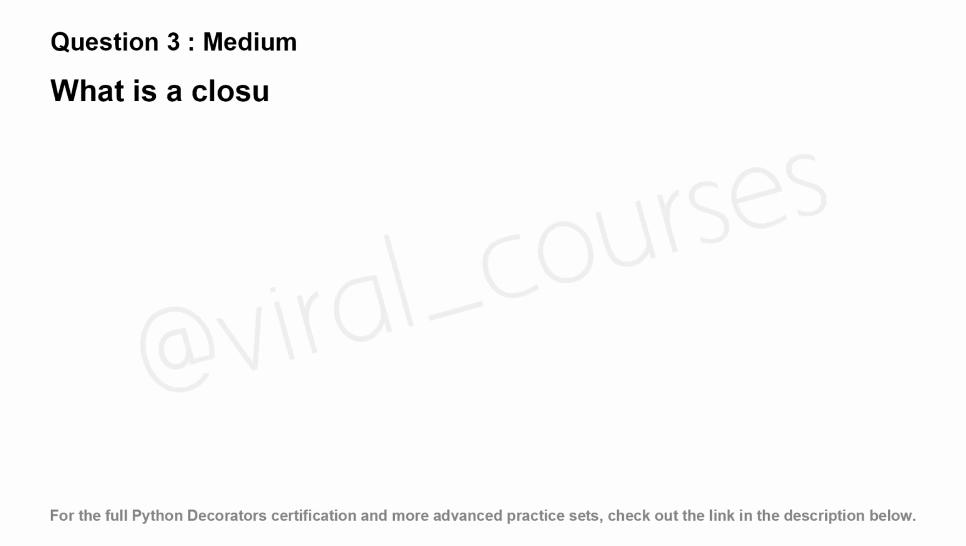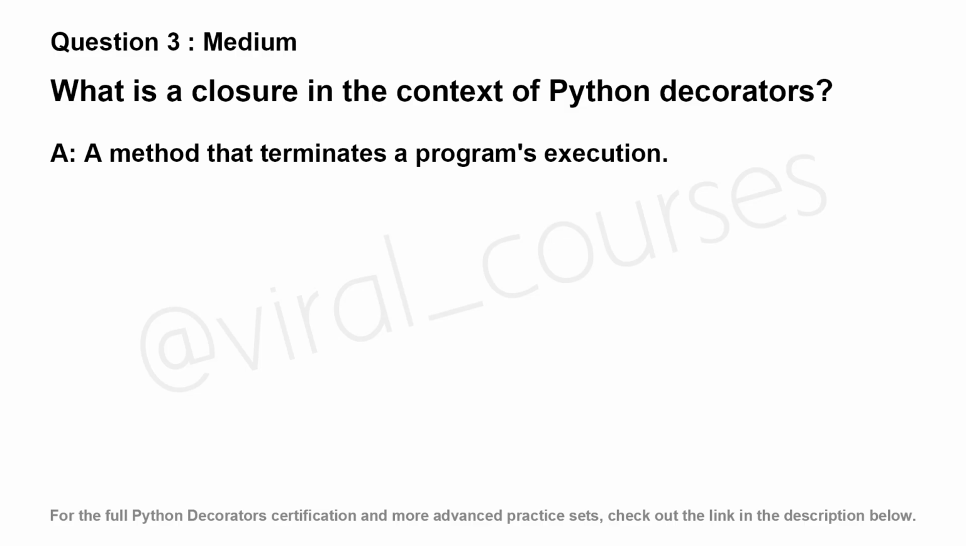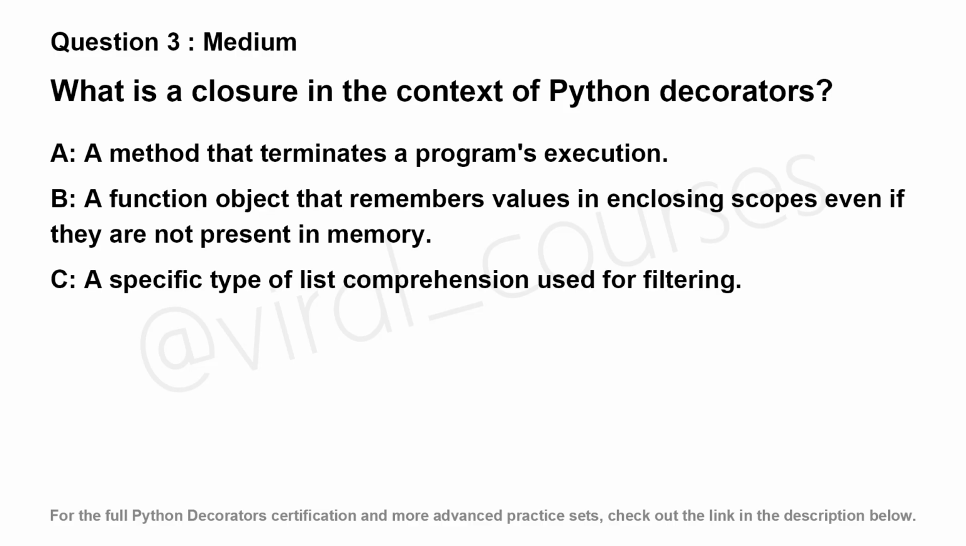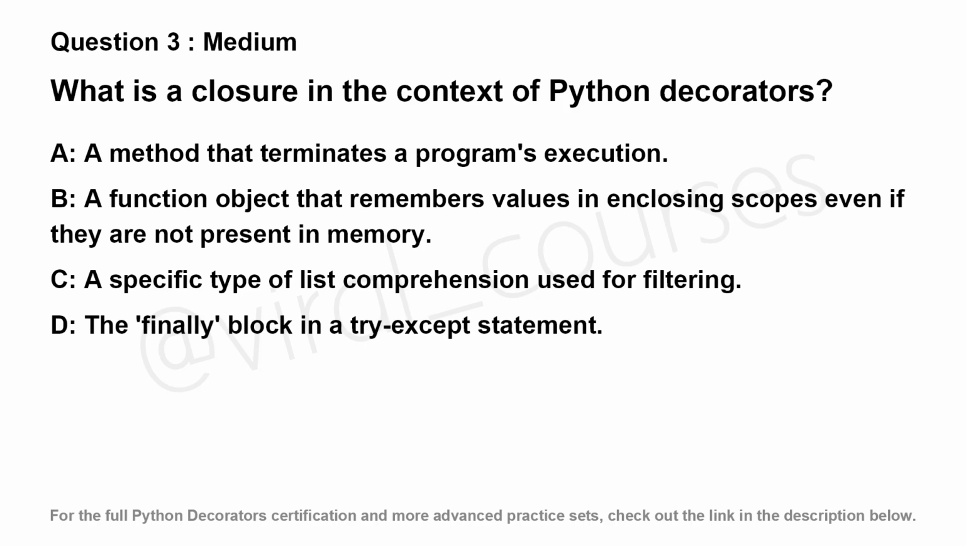What is a closure in the context of Python decorators? Option A. A method that terminates a program's execution. Option B. A function object that remembers values in enclosing scopes even if they are not present in memory. Option C. A specific type of list comprehension used for filtering. Option D. The finally block in a try-except statement.